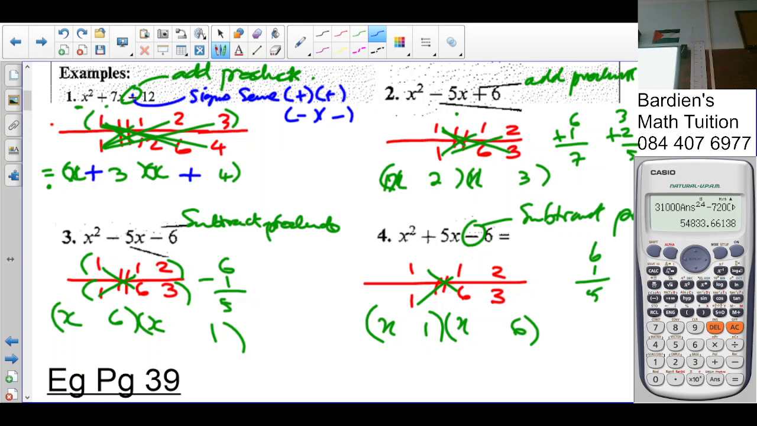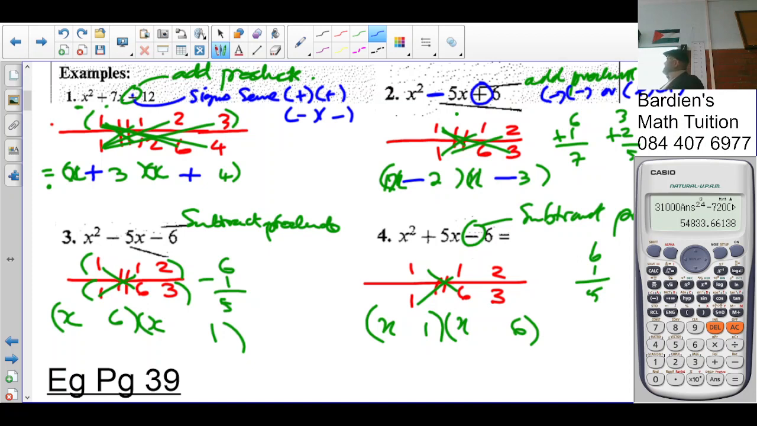Right, let's look at number 2. What do you see here? Positive. So what about the signs? Both must be positive or both must be? Negative. In this case, both is going to be what? Negative. Why? Because the middle term is negative. The both is going to be negative.